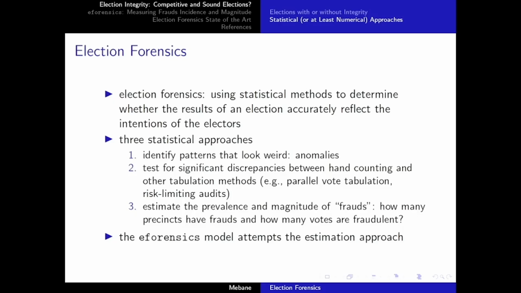The third category is to estimate directly the presence of what I'm calling "frauds," and I'll explain why I have frauds in quotes in this sentence here. How many precincts or polling stations, I'll use precincts as a terminology unless I'm talking explicitly about another country, which I will in a second. How many precincts have frauds? And then even more challenging, how many votes are fraudulent?